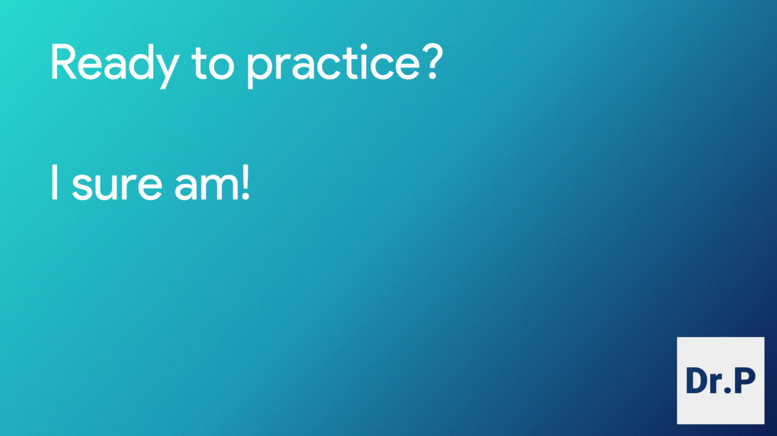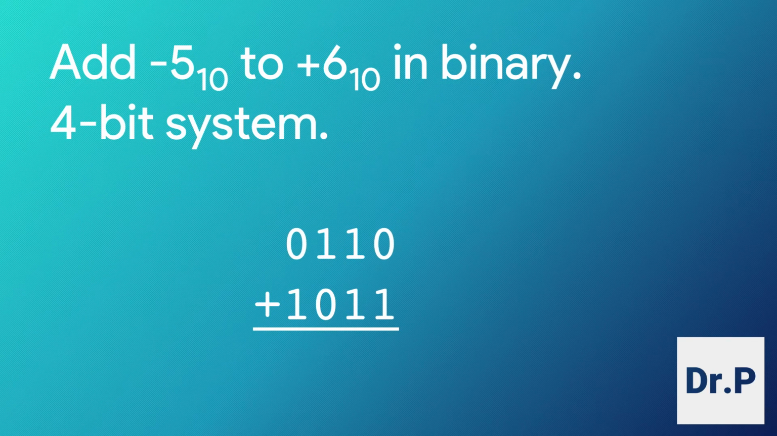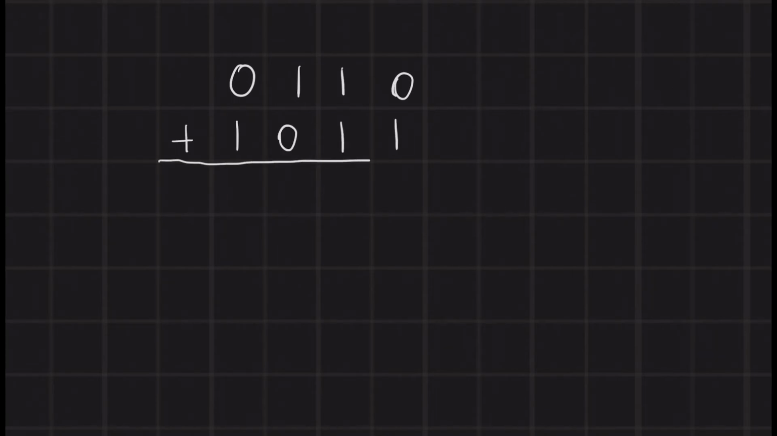Now that we have the logistics out of the way, let's do some examples. Let's start with a 4-bit system. Say I want to add -5 to +6. We must start by representing both of these numbers as 4-bit 2's complement numbers. So with -5 plus +6, now that I've converted both numbers to 2's complement, I start with my LSB column.